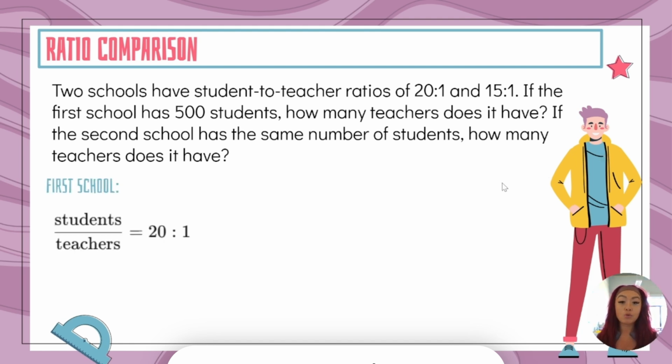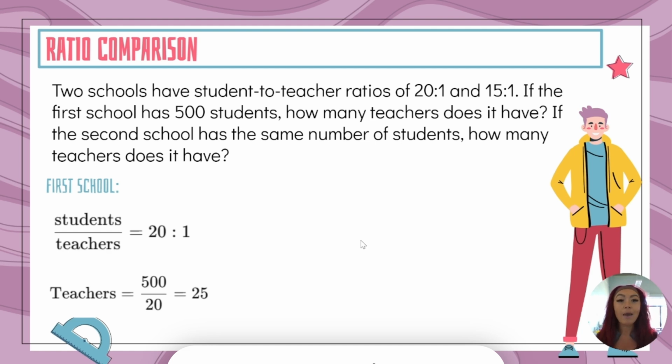Our ratio of students to teachers is 20 to 1. Now we know that this school has 500 students. So we're going to take 500 and we're going to divide it by 20, which is 25. Now, why do we divide by 20? Well, we know the ratio is 20 to 1. So that means there's one teacher for every 20 students.